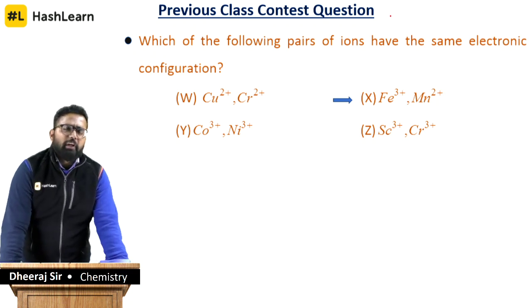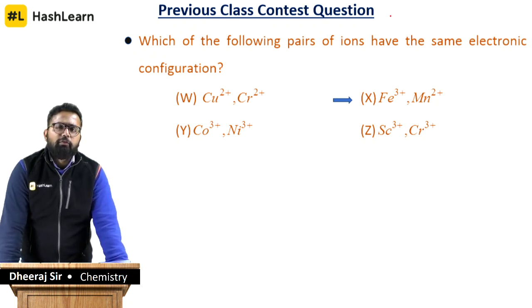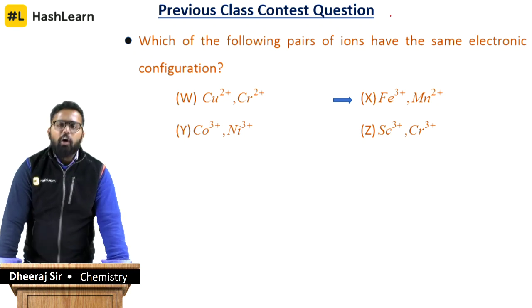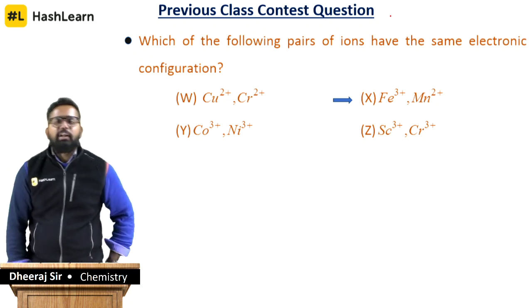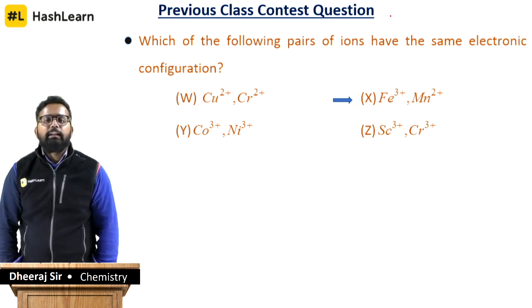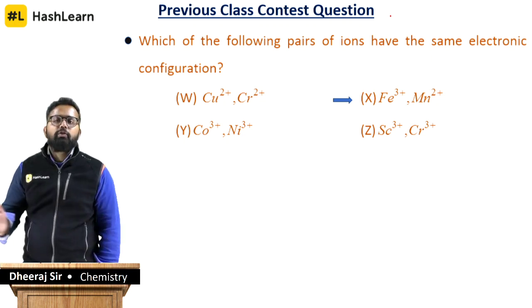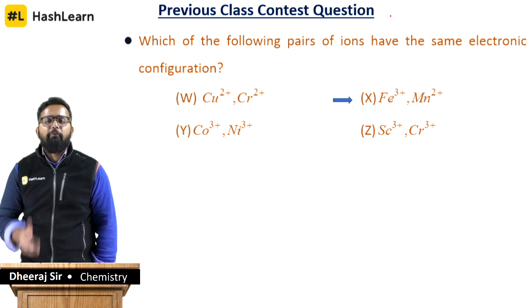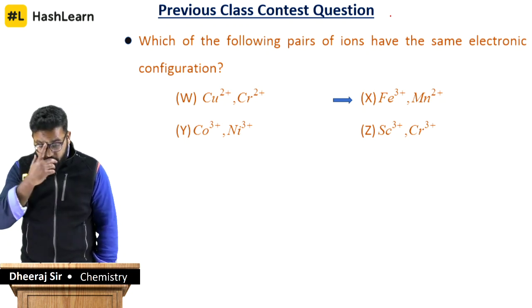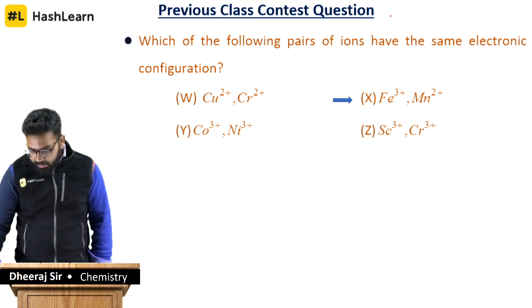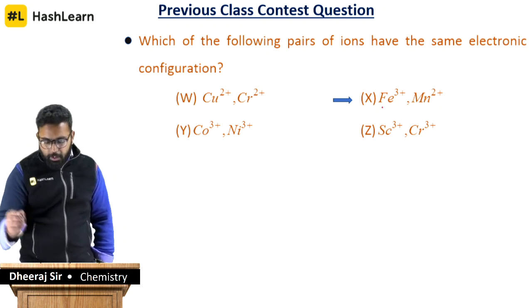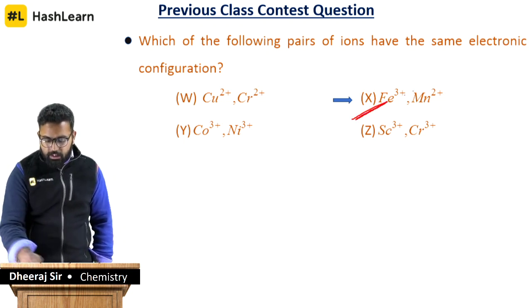Guys, the electronic configuration will definitely depend on the number of valence electrons. All that you have to do is just count the number of valence electrons. The moment you count them, you will know which species have the same electronic configuration. So you can say Fe3+ and Mn2+. I have marked the answer for you.